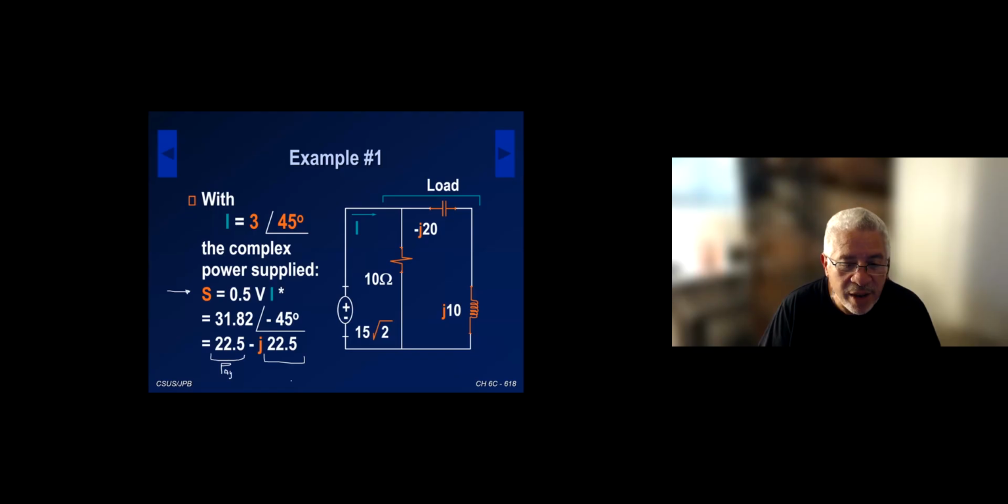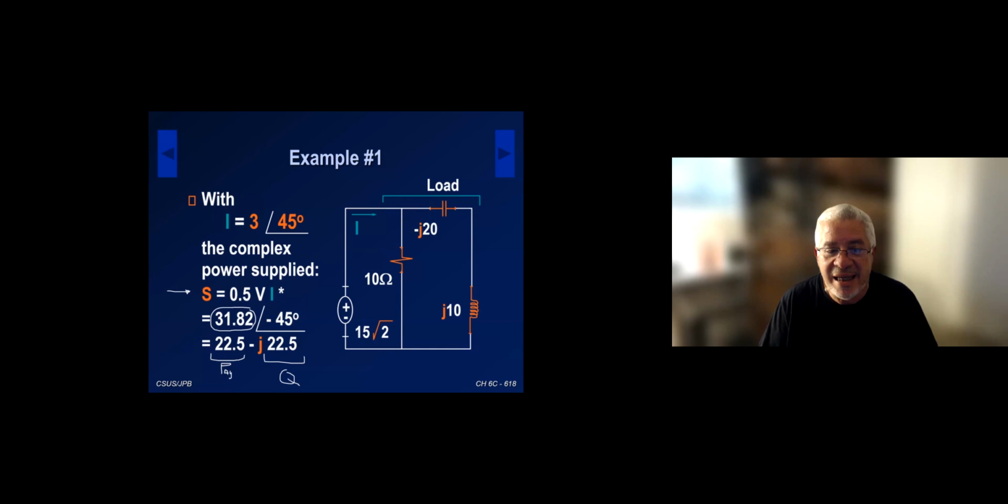This minus 22.5 is the reactive power in VARs. So the average power is in watts. The apparent power here, what I'm circling, in volt-amperes is 31.82. It's the magnitude of the complex power. And if I wanted the power factor, I would just take the cosine of the minus 45 degrees. That would be the power factor.